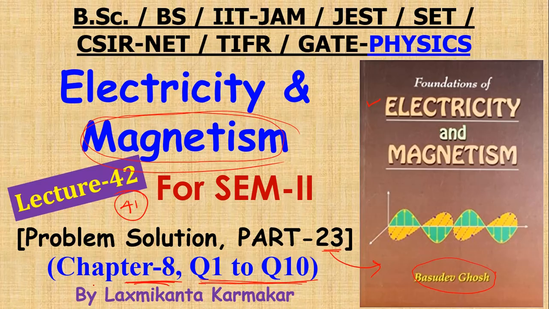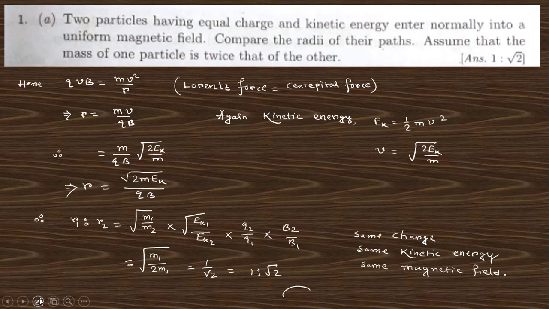Okay, so let's start with question number 1, which says that two particles having equal charge and equal kinetic energy enter normally into a uniform magnetic field. Compare the radii of their paths. So you need to find the ratio of the radii of their paths. Assume the mass of one particle is twice the mass of another particle. This is the condition given. So you need to find the ratio of their radii.